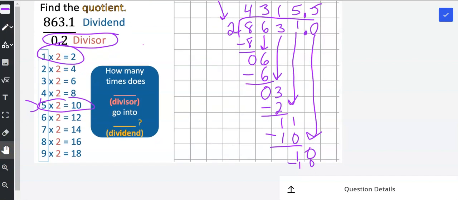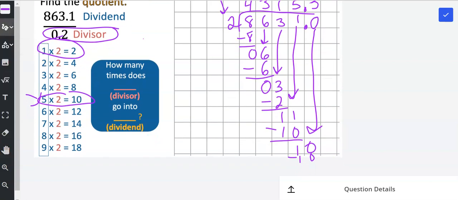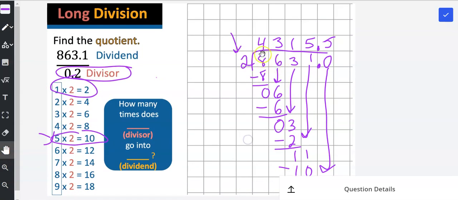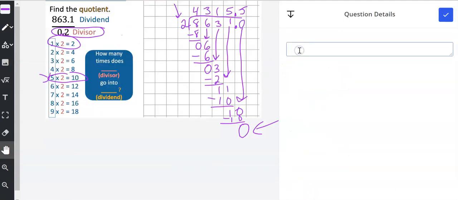I'll have to move this up again. Since there is a 0 here, and you can see there's nothing to bring down, we are finished with this problem. So the answer is 4,315 and 5/10 if you said it formally. So I'm going to go ahead and type in my answer, 4315.5, and then I'm going to go back in and count 1, 2, 3 places and place my comma. It just makes it more clear what the number is when you place a comma. So every 1, 2, 3 numbers you can place a comma.